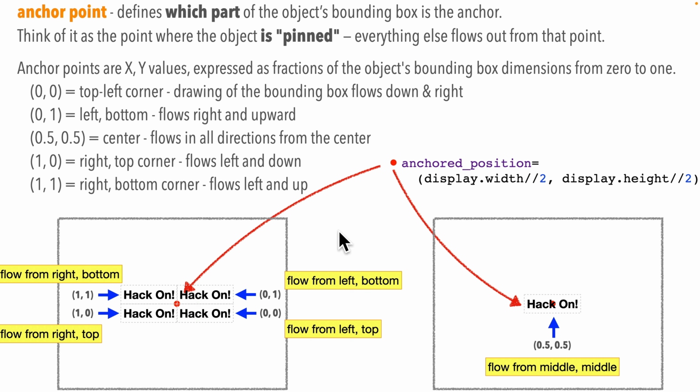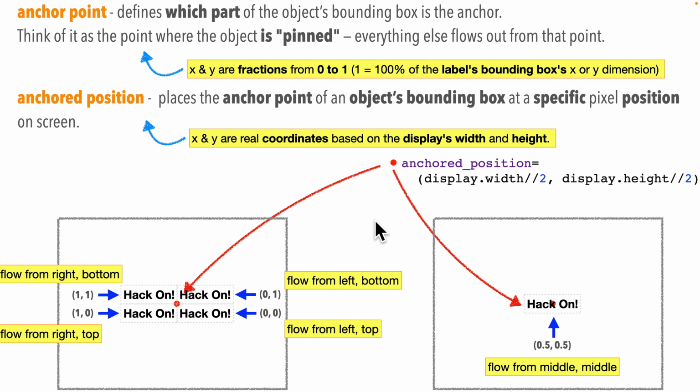So the anchor point is a fraction of the size of the bounding box, that's the box our label is in, and the anchored position is, at least right now in the way that we're using it, the dimensions in real XY coordinates, not fractions, of our display. Now, even though we're talking about labels here, we can also use this concept with tile grids, which hold images. We'll talk about that in another lesson.